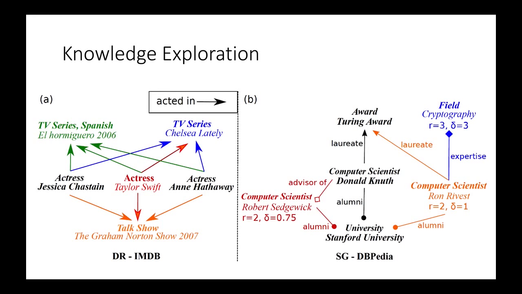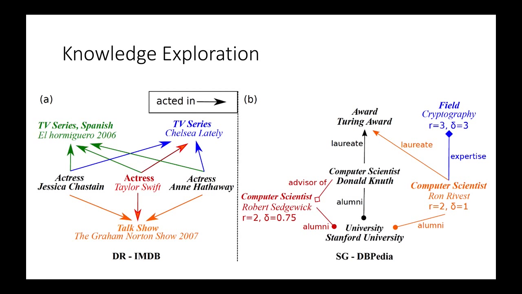The first example is from the IMDb dataset where nodes are actors or actresses, movies, and genres, and edges are played at or genre of. A user searches for two actresses named Chastain and Hathaway and selects the top two answers rooted at Chelsea Lately, which is a TV series, and The Graham Norton Show, which is a talk show. By exploration, GExp suggests Taylor Swift as another co-player of them. This led the user to search for three of them from scratch and find other productions such as El Hormiguero that all played in.